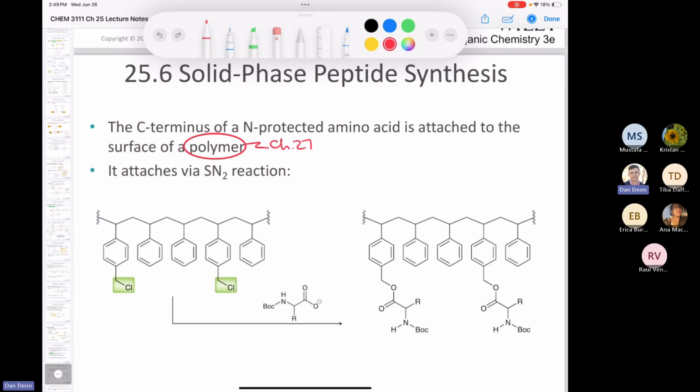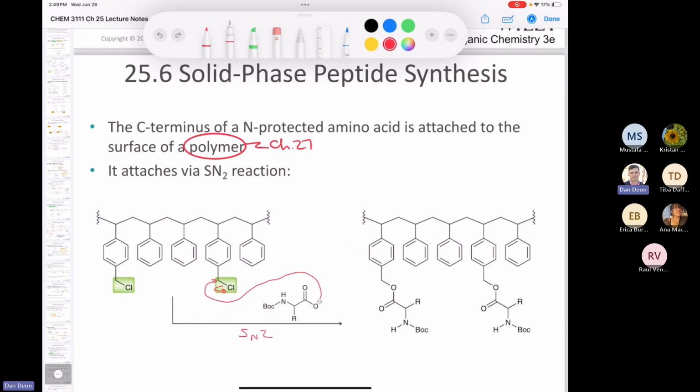So what do you know? Those are all susceptible to SN2 reactions. So if we buy the Boc-protected amino acid, what's going to happen is the carboxylate is going to attack here. We're going to do an SN2, okay? And now you've taken your first amino acid, and you're going to tether it, right? You're going to tie it onto the insoluble beads here, the insoluble polymer, okay?